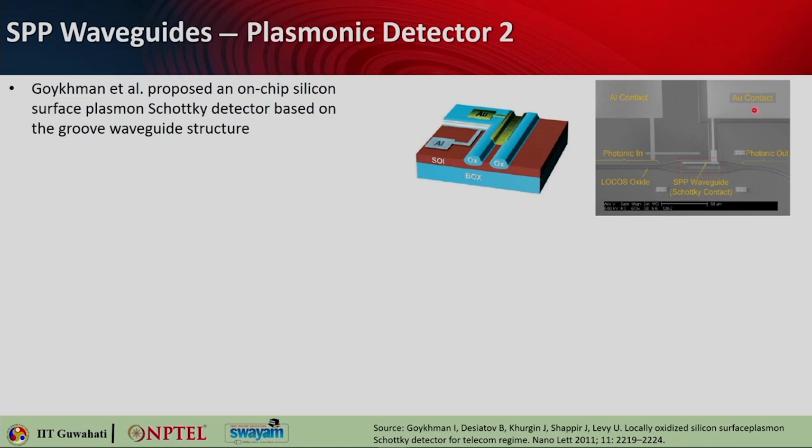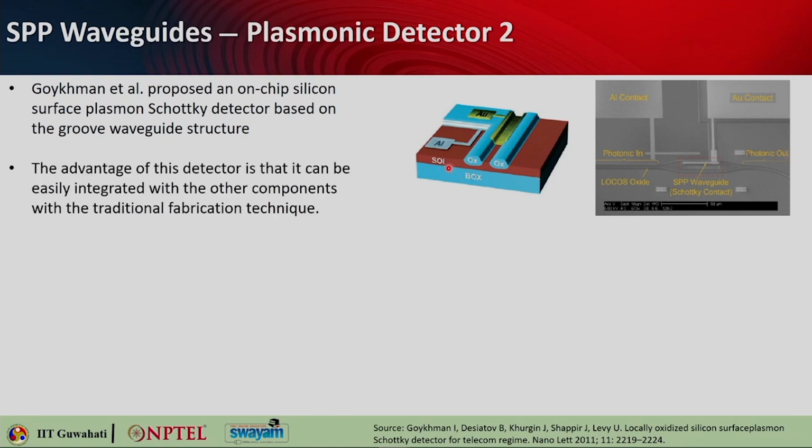This is the AFM image. You can see the gold contact here. You have a SPP waveguide. So, this is how photonic in and photonic output. Okay. So, this is basically silicon on insulator and this is buried oxide, these are the oxide layers. So, this is how the structure looks like for this particular detection.